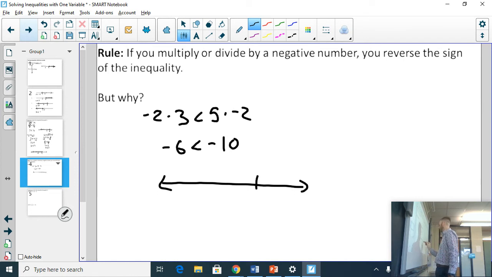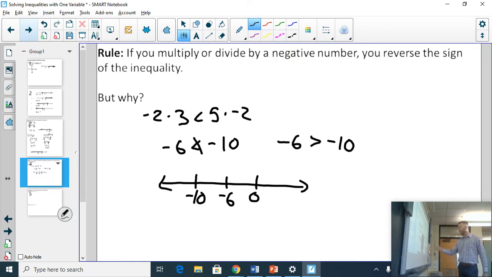Because on a number line, if we have 0 here, negative 6 would be here, and negative 10 would be there. So negative 10 is actually less than negative 6. So that's why, when I say, we'd have to flip the sign. So right, since we multiplied or divided by a negative number, this sign has to flip the other way. And now that makes sense, right? Now it reads, now that we flipped it, negative 6 is greater than negative 10, which is true if you look at our number line.